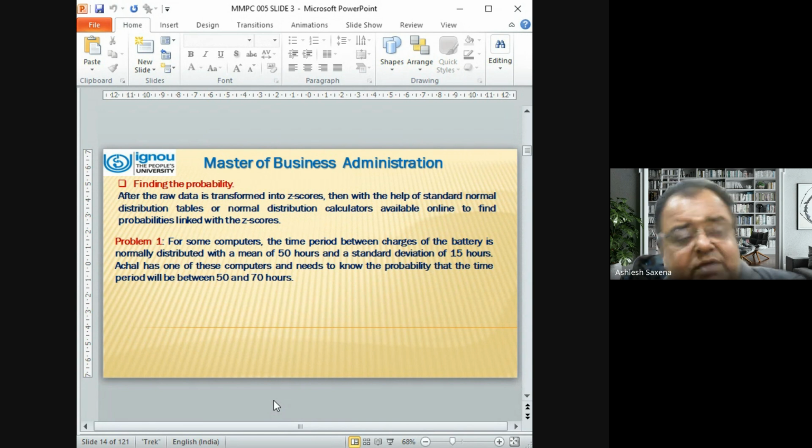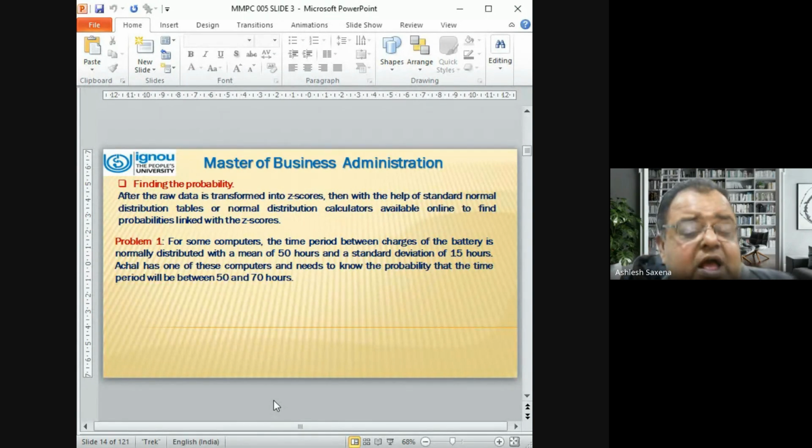Now see the problem. We will come to the problem simultaneously. This is the problem. For some computers, the time period between charges of the battery is normally distributed with a mean of 50 hours and a standard deviation of 15 hours. I told you this is a case of normal distribution because in the problem it is straight away written as normally distributed. Secondly, for a normal distribution you need mean and standard deviation. Both things are given to you. Now, moving further. Achal has one of these computers and needs to know the probability that the time period will be between 50 and 70 hours.